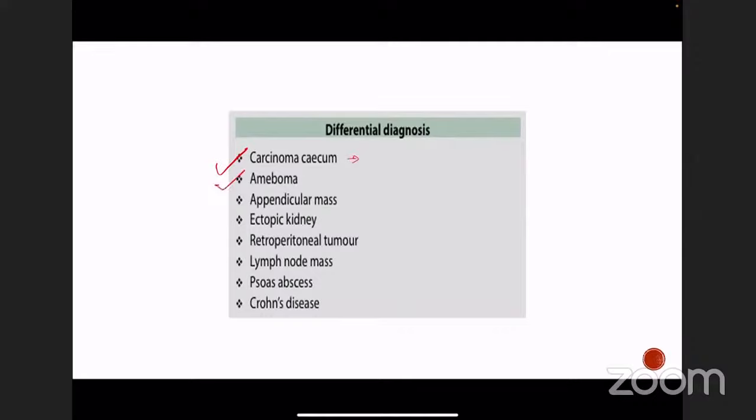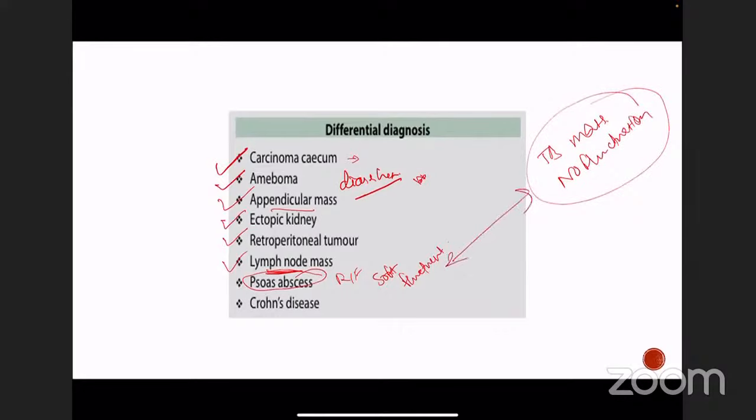Amebiasis. Why amebiasis? Due to diarrhea. Amoebic patients also have diarrhea, loss of weight, fever, etc. Appendicular mass, already discussed: that will be tender, this won't be tender. Ectopic kidney: as there is a mass in the RIF, we have to think about it. Same as retroperitoneal tumor. Lymph node mass: any lymph node mass can also get enlarged in the RIF, so we have to think about it. Psoas abscess also gets collected in the RIF region, but it will be a soft, fluctuant swelling, whereas in a TB mass there is no fluctuation. So that differentiates it from psoas abscess.